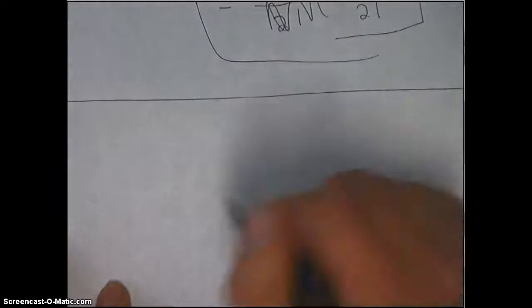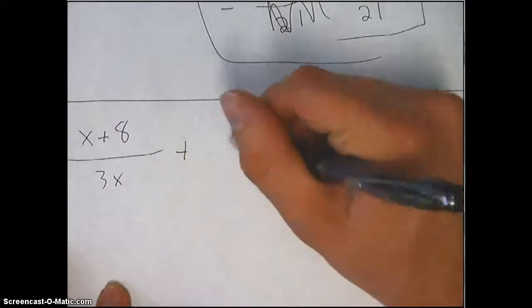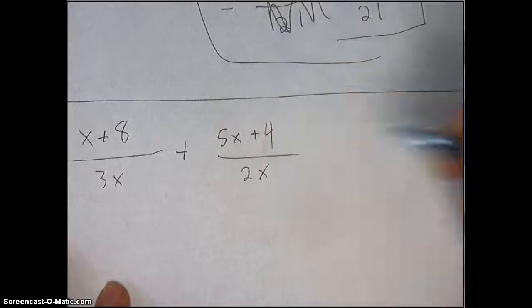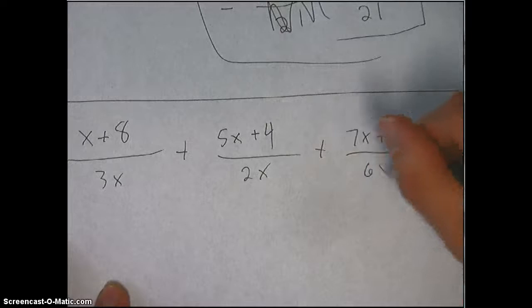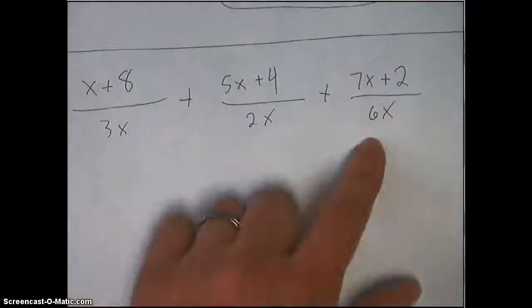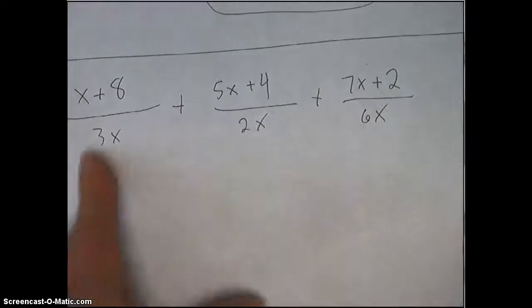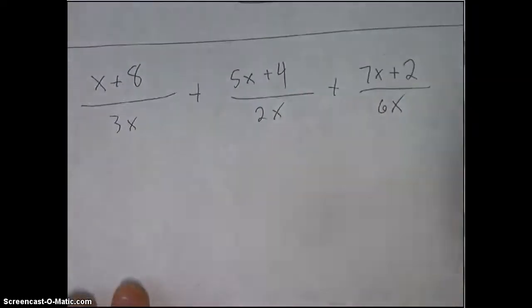Let's do x plus 8 over 3x plus 5x plus 4 over 2x, and finally 7x plus 2 over 6x. And what I'm thinking we ought to do here is to make these all a common denominator. They all need to be 6x. So I need to multiply this fraction by 2 on the top and bottom, and this fraction by 3 on the top and bottom.